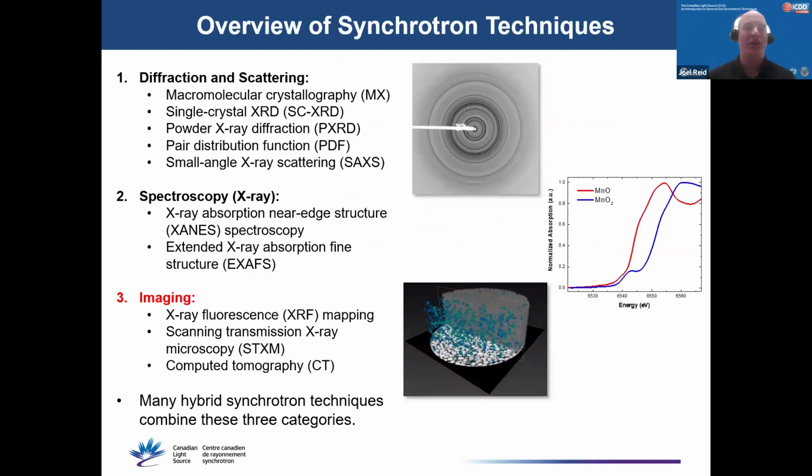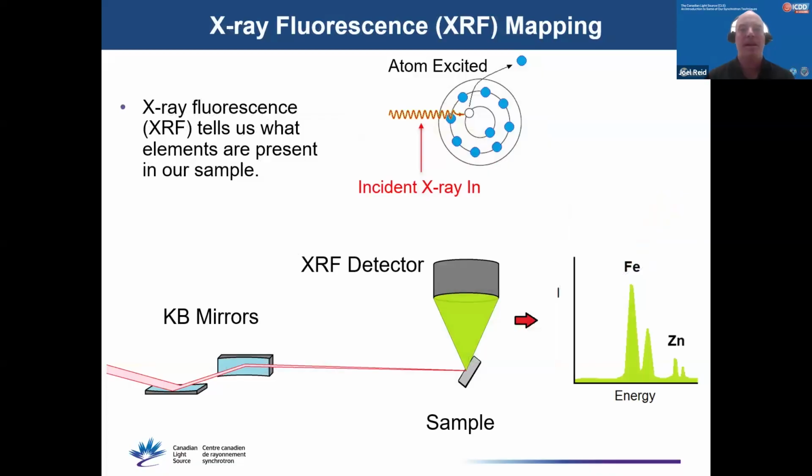The last category we'll look at is imaging. This is a nice category to end on because it gives some nice pictures. So the first technique we will look at is X-ray fluorescence mapping.